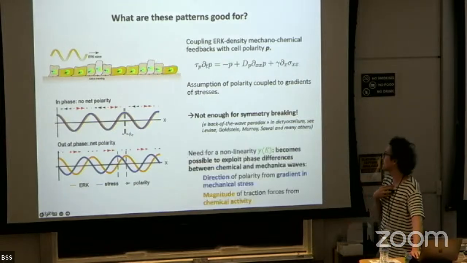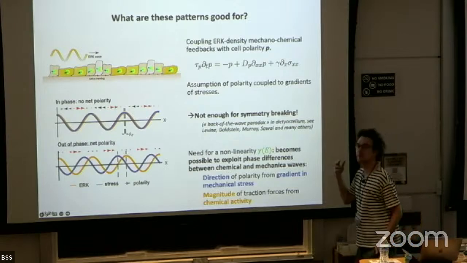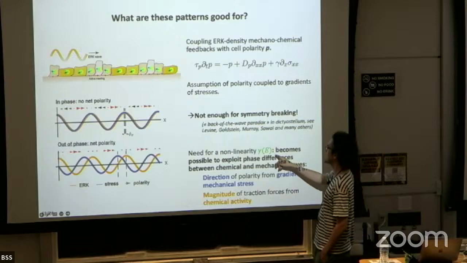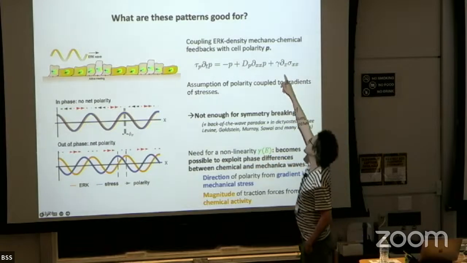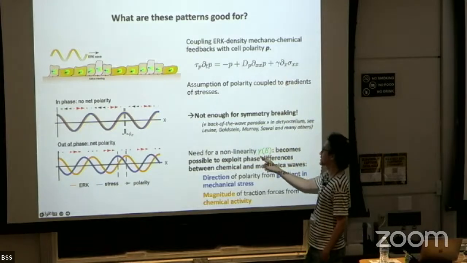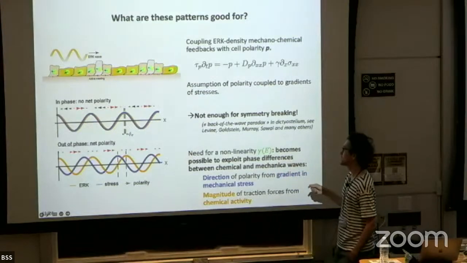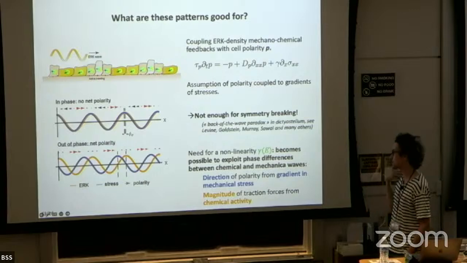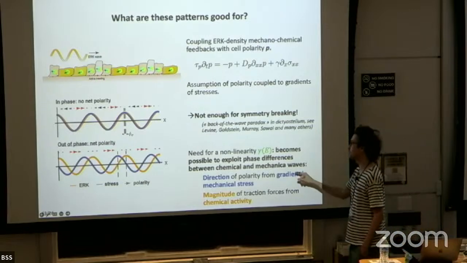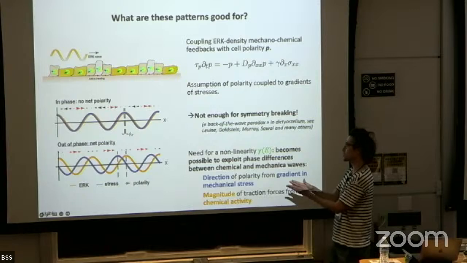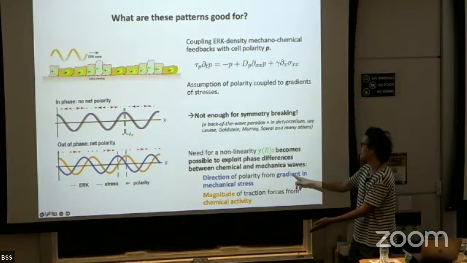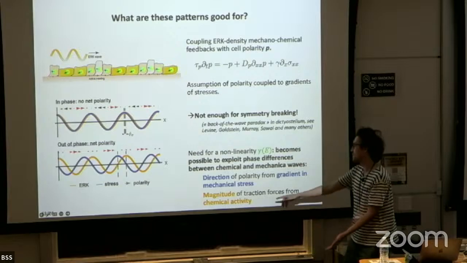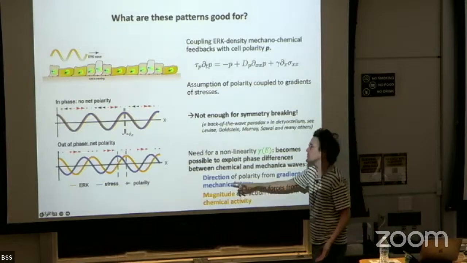Biologically, how could cells actually extract this information? The point is that we need to put a nonlinearity in the system. And the simplest nonlinearity you can say in the system is basically that this coupling, the stress polarity coupling here, this gamma E, depends on ERK, on the value of biochemical activity. Why is this cool? Because effectively what it means is that your direction of polarity is based on your gradient of mechanical stress, but the magnitude of your forces depends on your chemical activity.